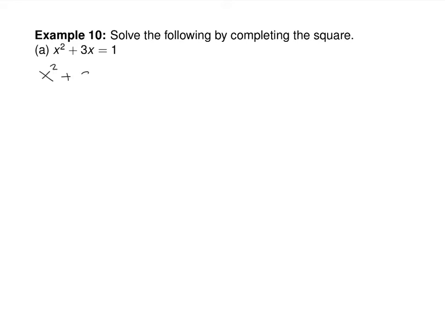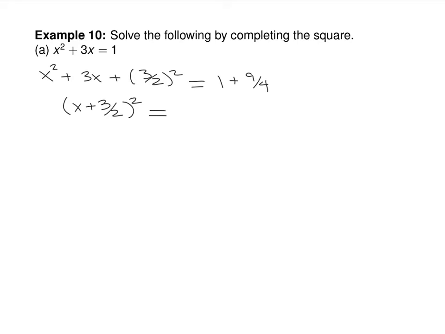Yep, half of the thing squared, so 9 over 4, or you could leave it as 3 over 2, the whole thing squared, right? And the way you say mathematically the whole thing squared is use parentheses. Equals 1 plus 9 over 4 on that side, because you square top and bottom. On the left, how does that factor? X plus 3 over 2 squared equals 13 over 4.